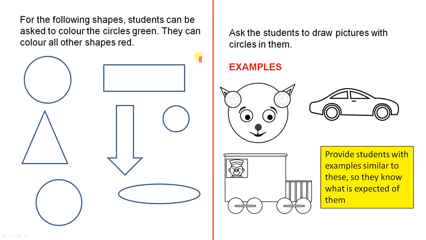For the following shapes, students can be asked to colour the circles green. They can colour all other shapes red. So there are just a few examples how to distinguish between circles and other shapes. Ask the students to draw pictures with circles in them. They're just 3 examples I've given. So we have to provide students with examples similar to these so they know what is expected of them.